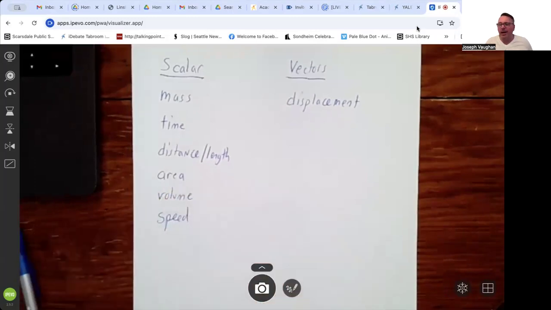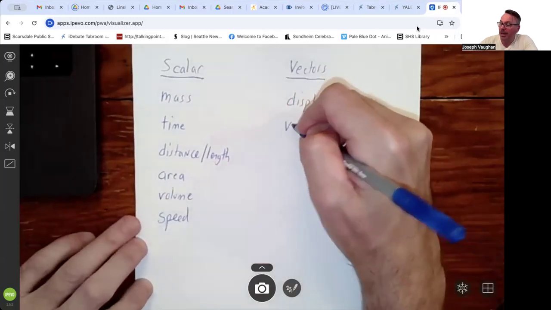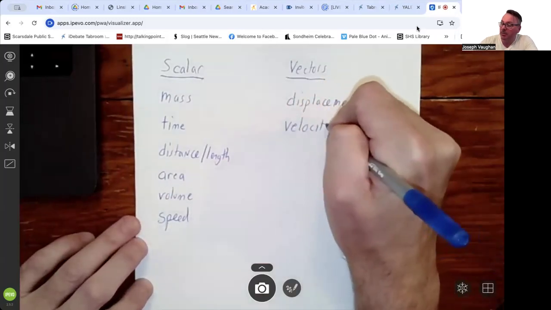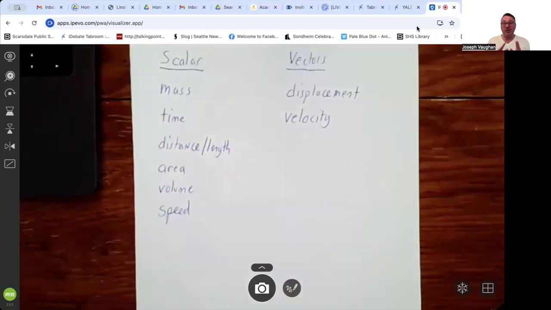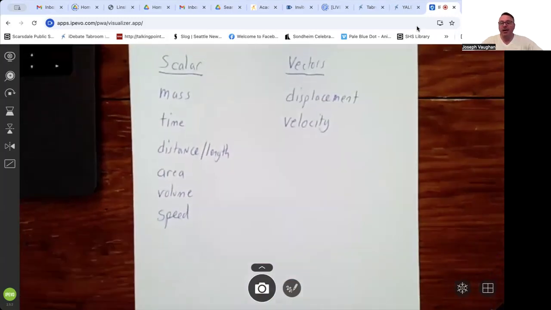Now you might be saying, hold on a second, but I can go 4 miles an hour east. I go, yeah, you can go 4 miles an hour east, but what you've described there is velocity and not speed. So speed and velocity are not the same thing. When we get to our motion unit, we'll see that their definitions, although similar, are not the same, right? So speed is a scalar quantity.